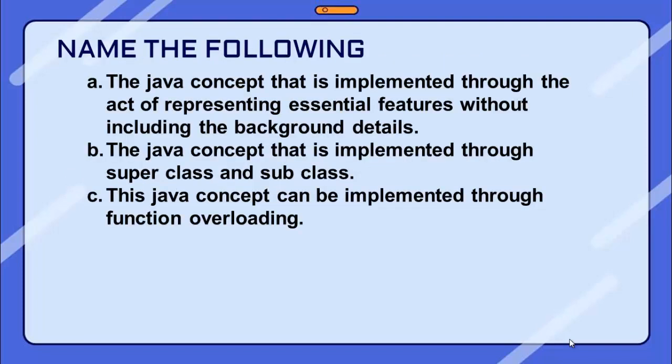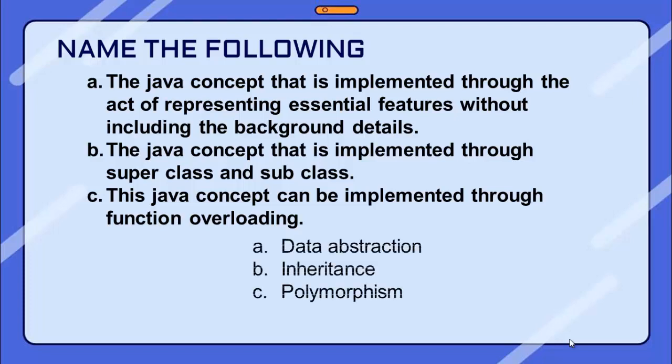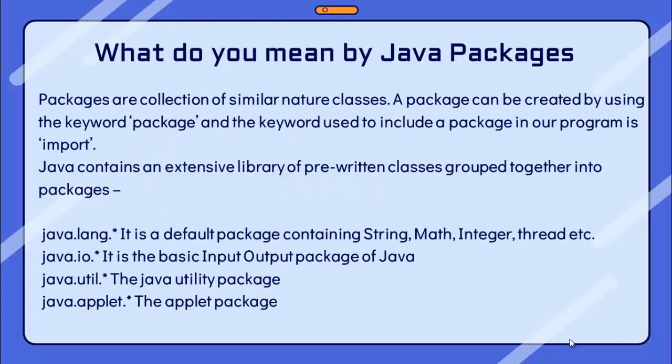Name the following. The Java concept that is implemented through the act of representing essential features without including the background details. The Java concept that is implemented through the superclass and subclass. The concept that can be implemented through function overloading. The first one is data abstraction. The second one is inheritance, that is subclass and superclass. Polymorphism is always related to function overloading.